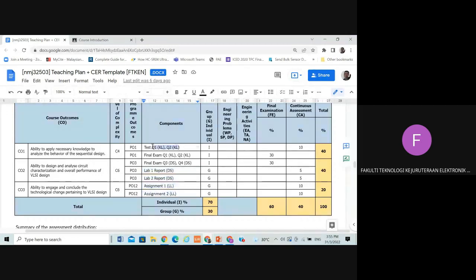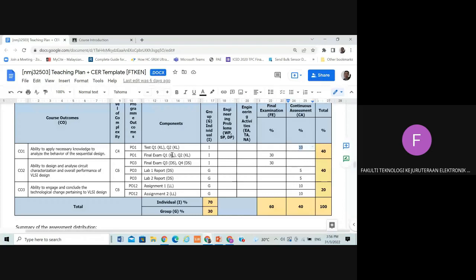And then we also have tests. 2 questions on the test, which cover CO number 1. So I will ask you on sequential circuit design, to test your ability to analyze the behavior of sequential circuit design. KL is knowledge, not Kuala Lumpur, KL is knowledge. I will expect you to have knowledge of it. So keep 2 questions, question number 1, question number 2. This is individual. The total is 10%.